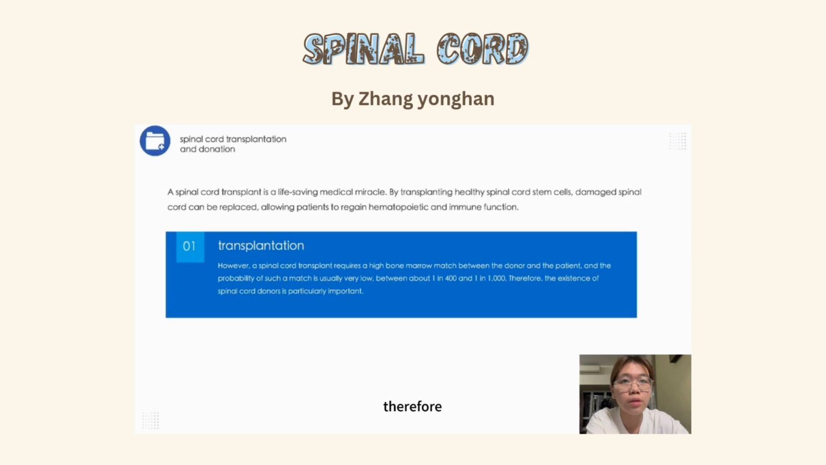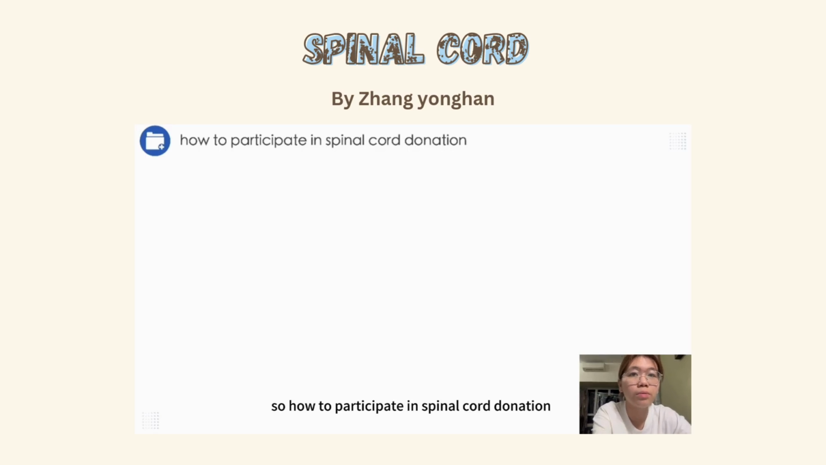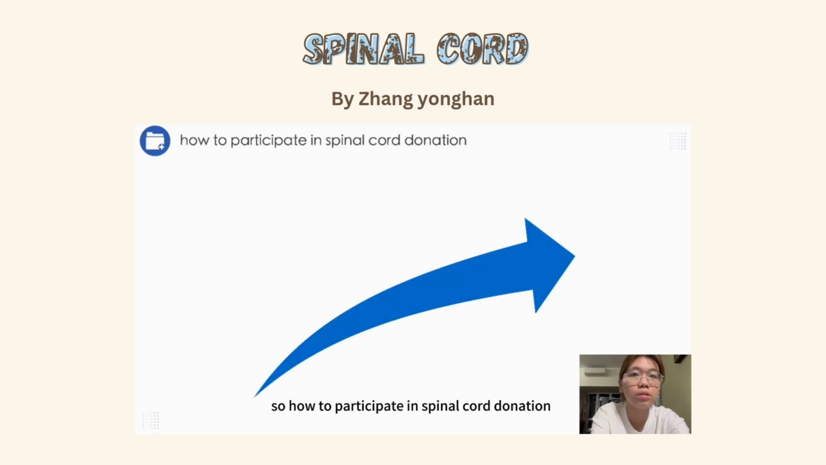Therefore, the existence of spinal cord donors is particularly important. With the development of medicine, spinal cord donation has become safer and more convenient. So how to participate in spinal cord donation?